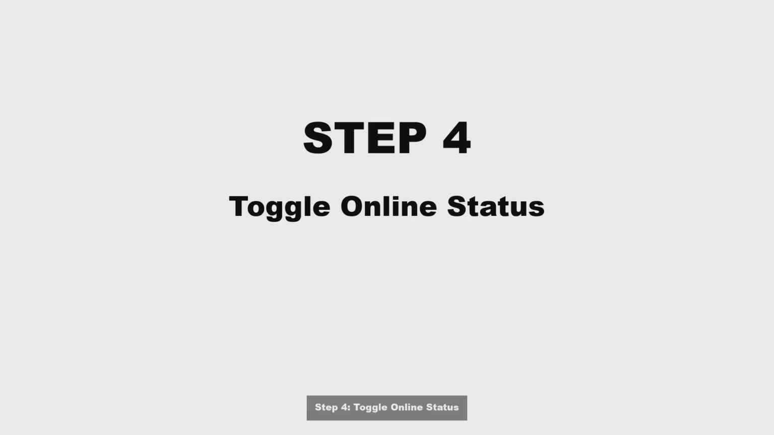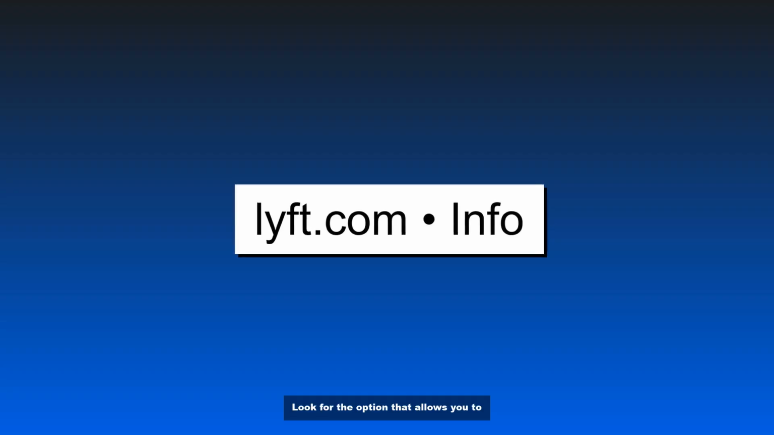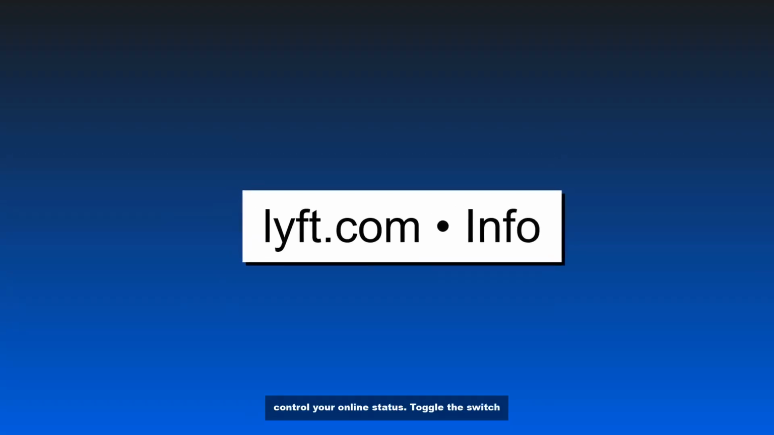Step 4. Toggle Online Status. Look for the option that allows you to control your online status. Toggle the switch to turn off your online visibility. This will prevent others from seeing when you are available for rides.